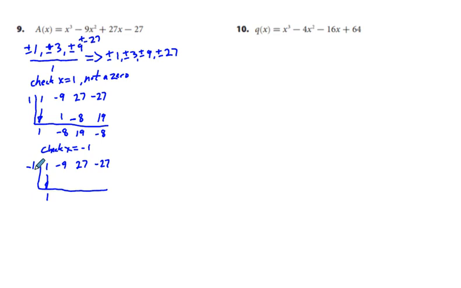So 1, negative 1 times 1 is negative 1. Negative 9 plus negative 1 is negative 10. Negative 1 times negative 10 is 10. Add these together, we get 37. And negative 1 times 37 is negative 37. And what is that going to be? Negative 64, not a 0. So not a 0.